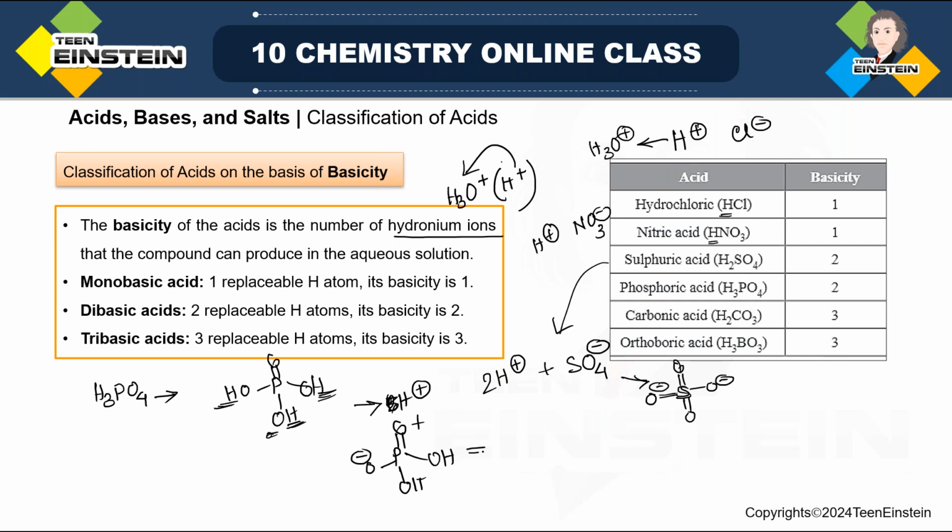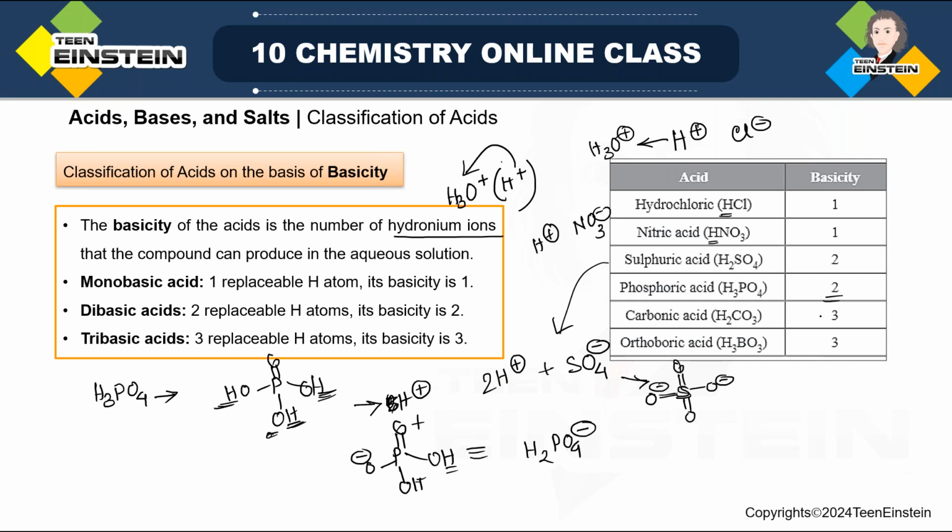So this is an anion, and this anion is basically H2PO4 minus. Similarly, another hydrogen you can remove, and the corresponding anion will be HPO4 2 minus. And when you remove the third proton also, the anion will be PO4 3 minus. In this way, one by one, all 3 hydrogens can be replaced. So this has a basicity of 3. Sorry, it is written 2 by mistake. It will be 3. H3PO4.